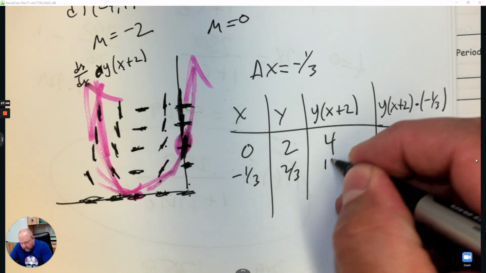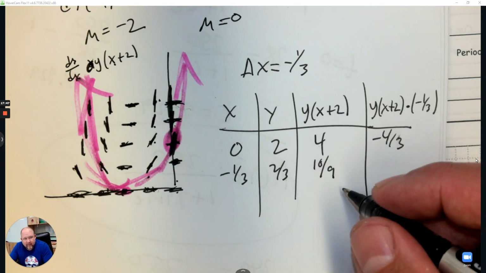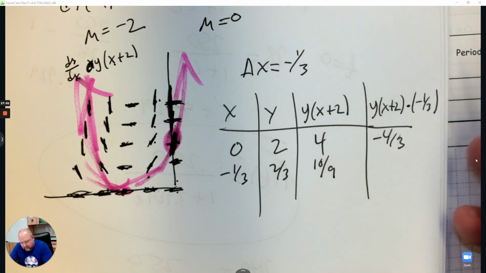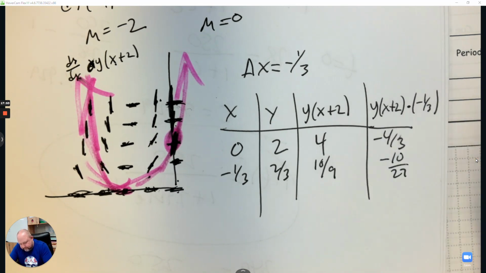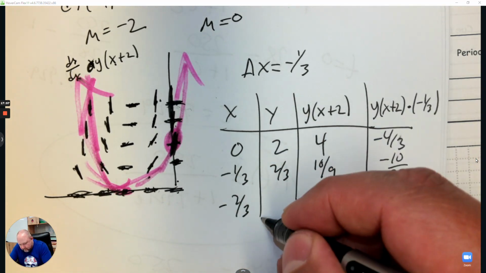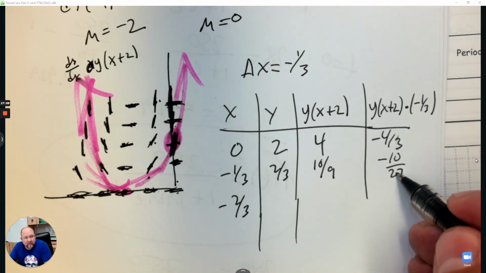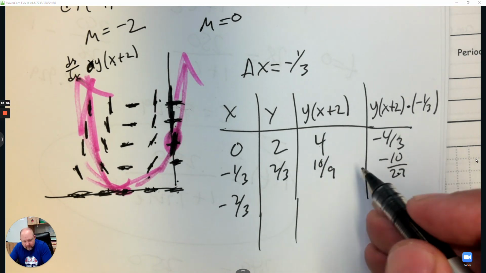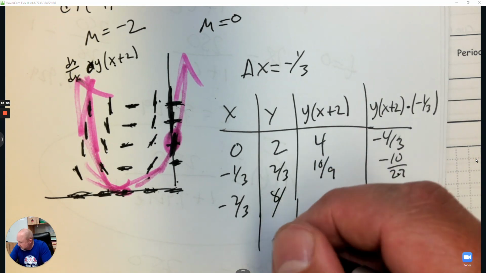Compute this. You can use your calculator. It's 10/9. And then 10/9 times -1/3 is -10/27. I want to get to -1. We're almost there. Take this number to this number. Get a common denominator. 9 times 9, right? So it's 18. Take away 10. 8/27.